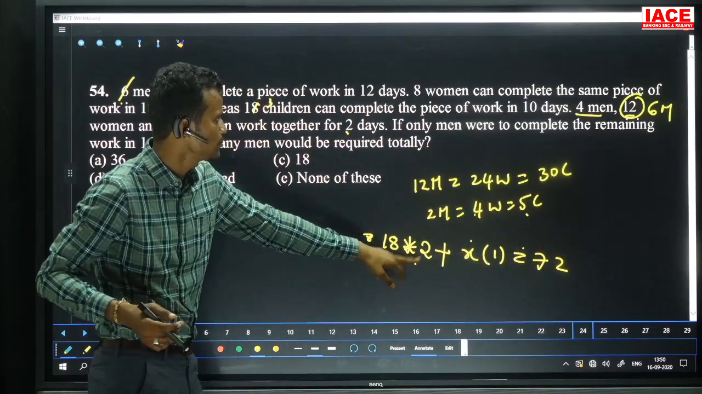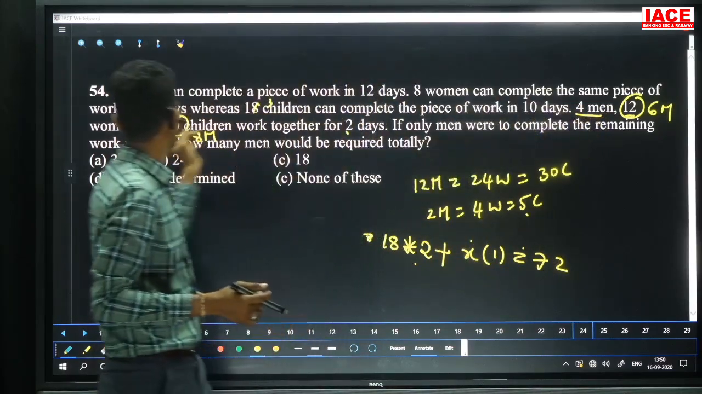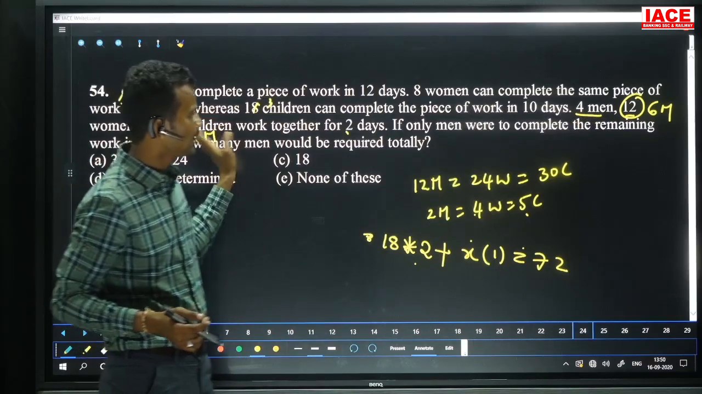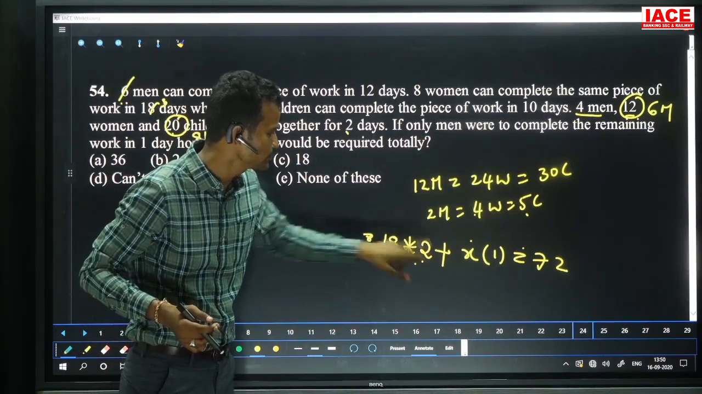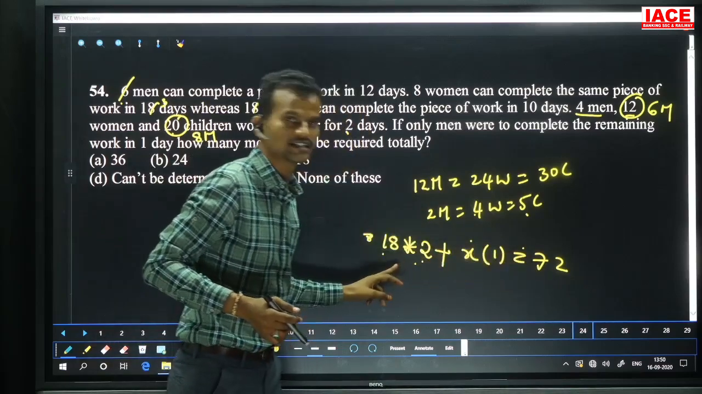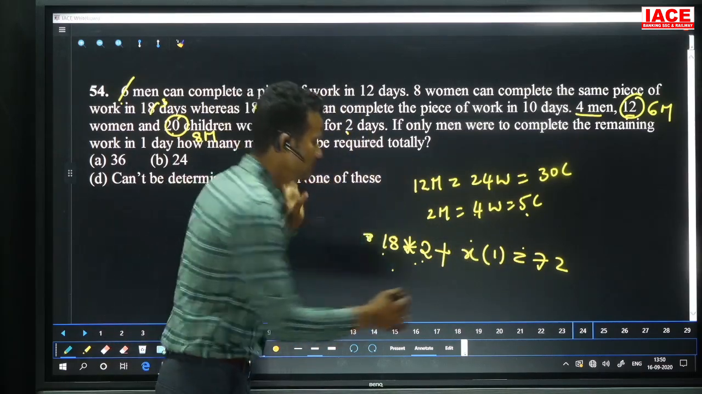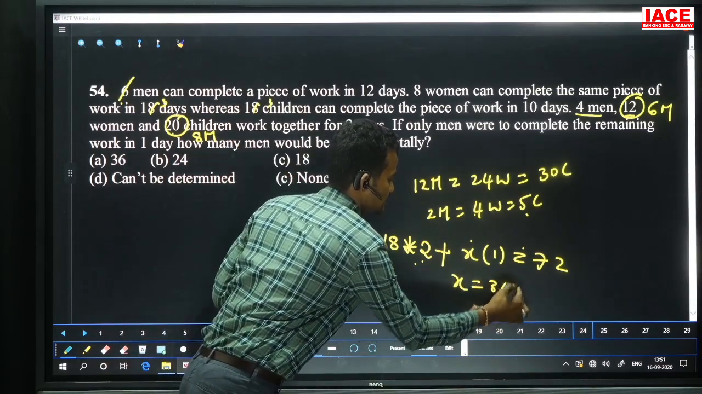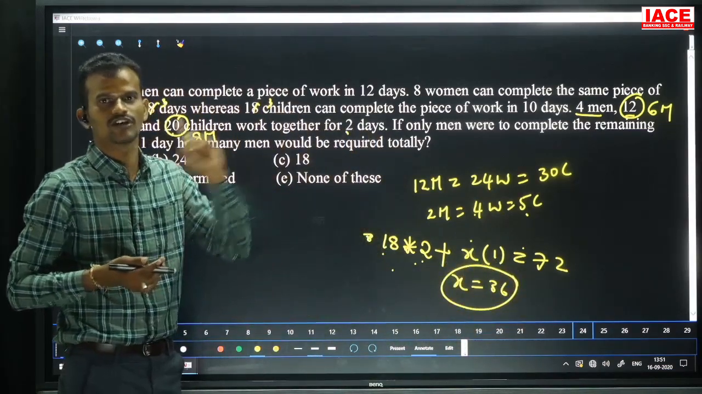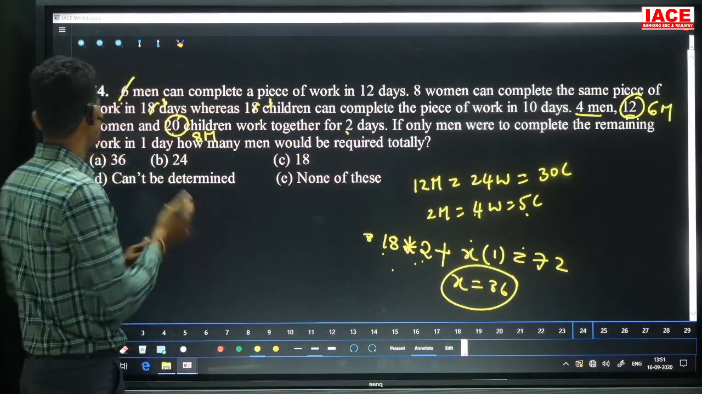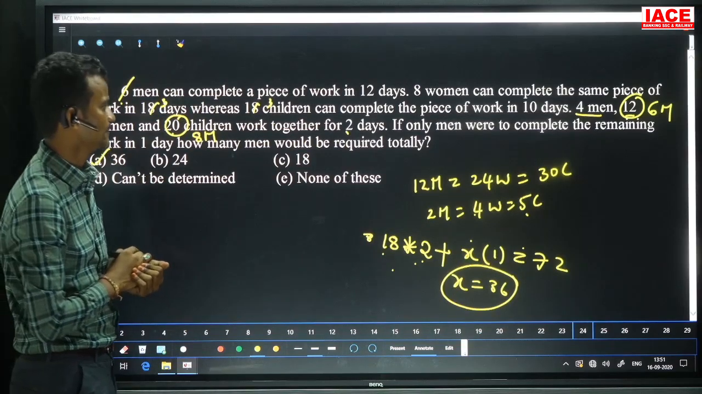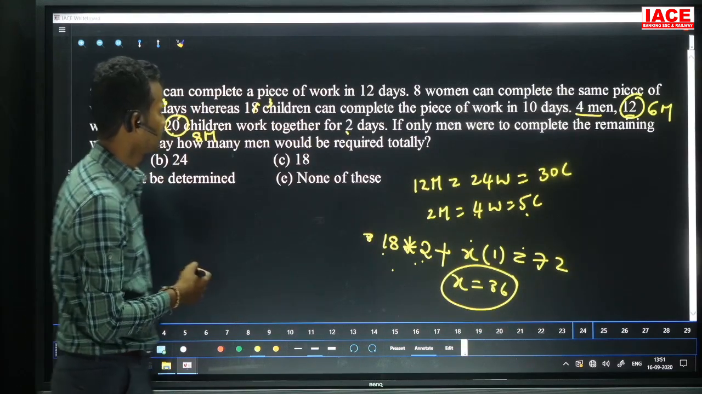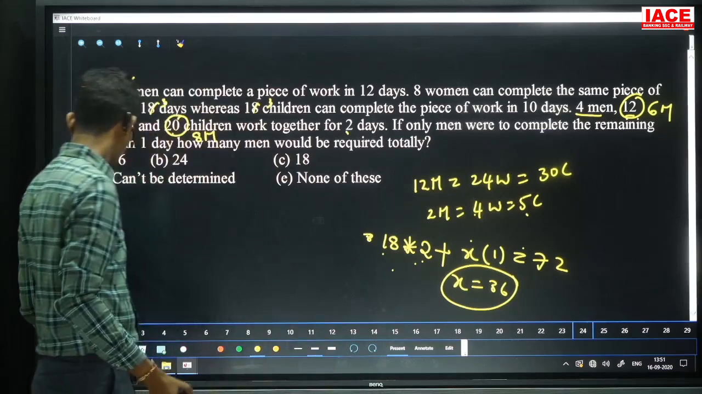But in the first 2 days, 4 men, 12 women, 20 children, all are converted into men. So 18 twos are 36. 72 minus 36 is 36. That means here x is equal to 36. So for the remaining work to be completed in 1 day, how many people are required? 36 men are required. Okay, clear, sir? See the next one.